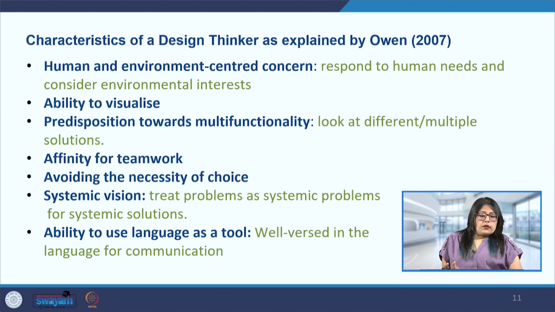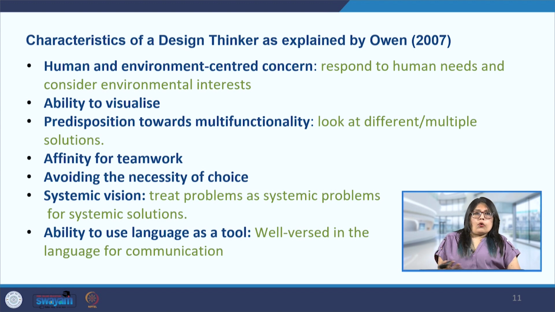So, this is another key point. And then the systemic vision is next, wherein a design thinker possesses a systemic vision, understanding how different elements within a system interact and influence one another. So, this is a perspective that helps them design solutions that consider the broad context and long term implications, and also ensure coherence and sustainability, like we have discussed.